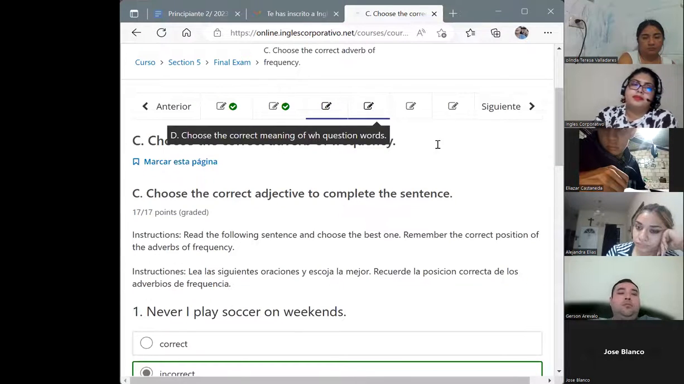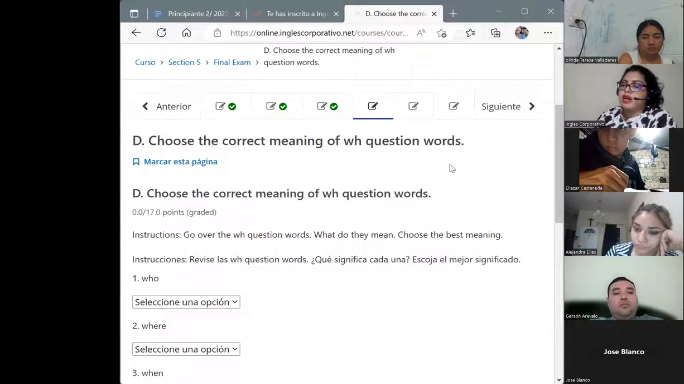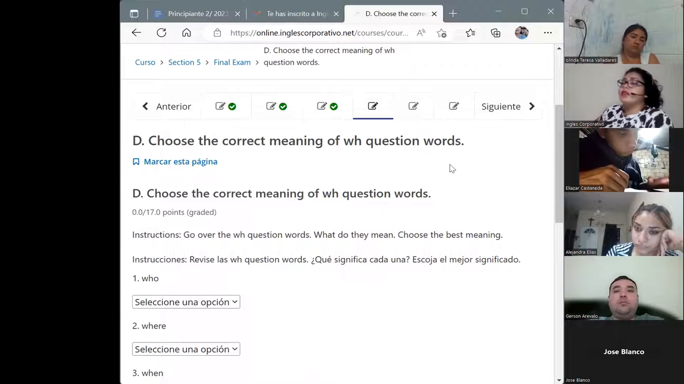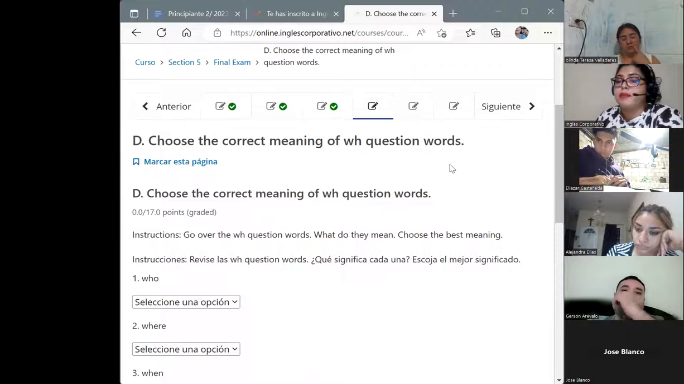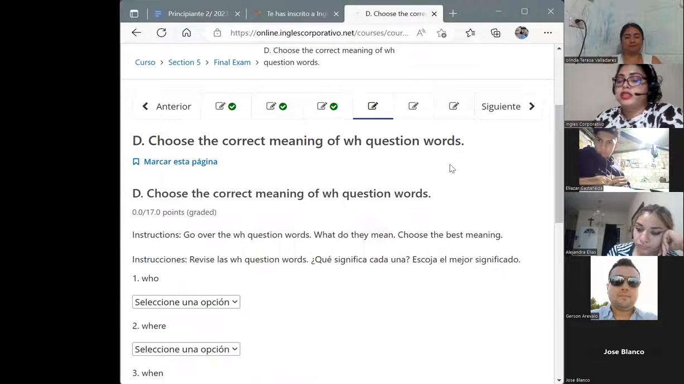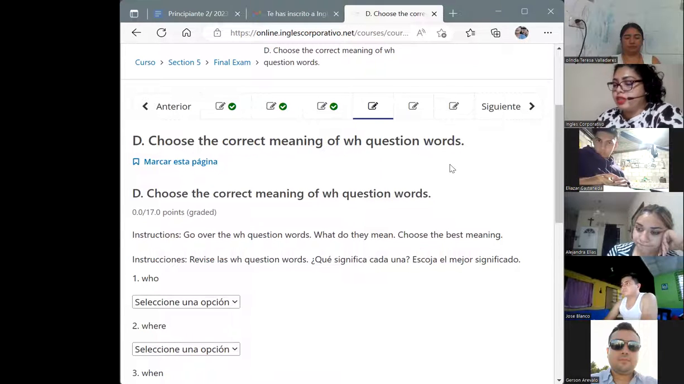Next one. Choose the correct meaning of WH words. This is another topic that we have worked with. We don't have all of the WH words, but we have a list of WH words, the meaning and the usage that we have for those WH words. And also we see some examples related to that topic. Tenemos también información sobre las WH words.